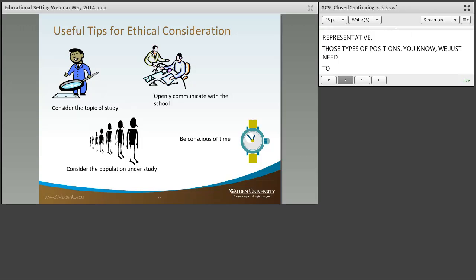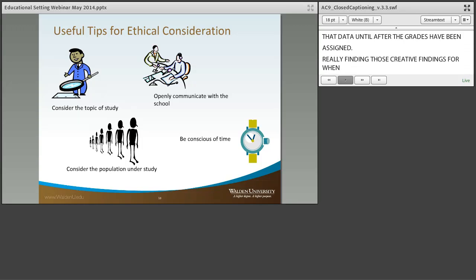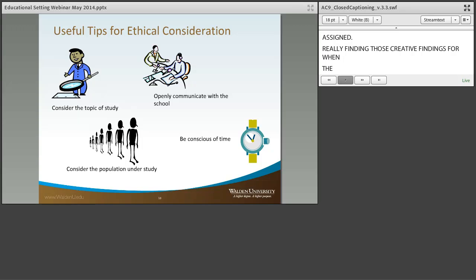Another option is waiting to collect data until after the grades have been assigned for a specific term. If a researcher is really interested in what happened during a specific term, they can wait to collect that data until after the grades have been assigned. Really finding those creative timings for when the data can be collected essentially removes the elements that would create the situations for that potential for perceived coercion.